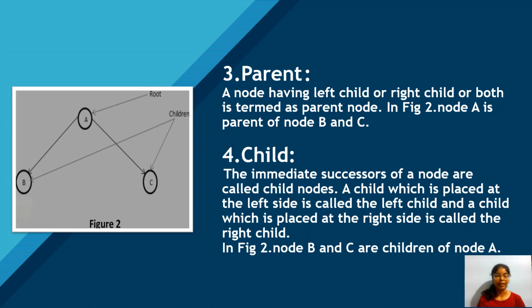Third terminology here is a parent. A node having the left child or right child or both is termed as a parent node. Suppose in this figure, here is figure 2, where node A is a parent of node B and C. Next one comes the child. The immediate successors of a node are called the child nodes. A child which is placed at the left side is called the left child, and the child which is placed at the right side is called the right child. In figure 2, node B and C are children of node A.